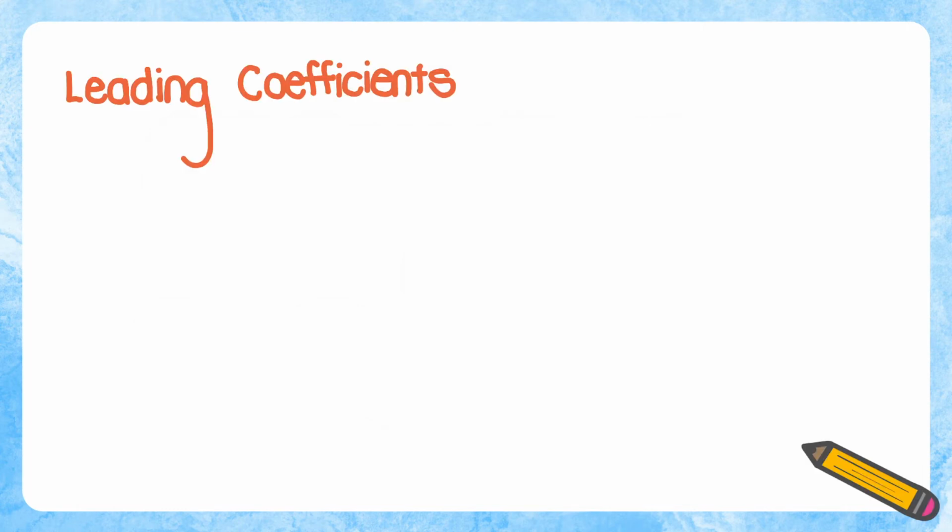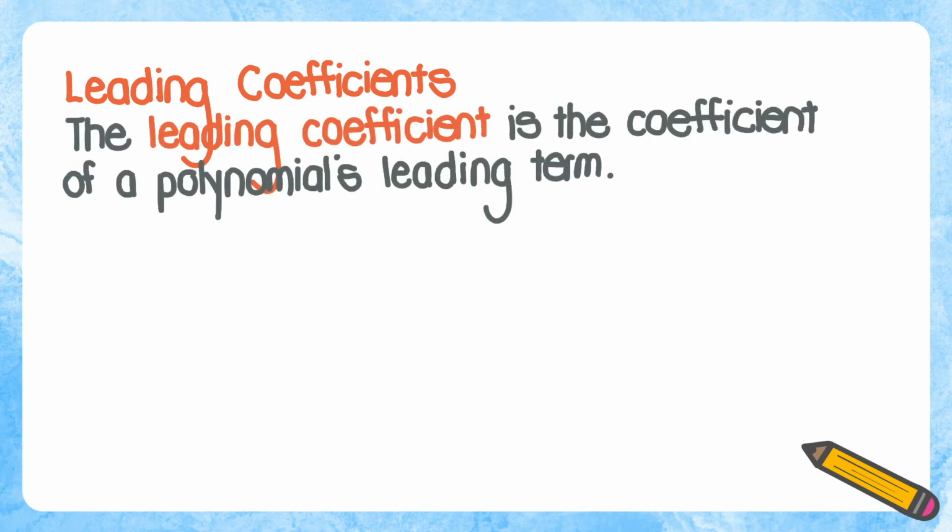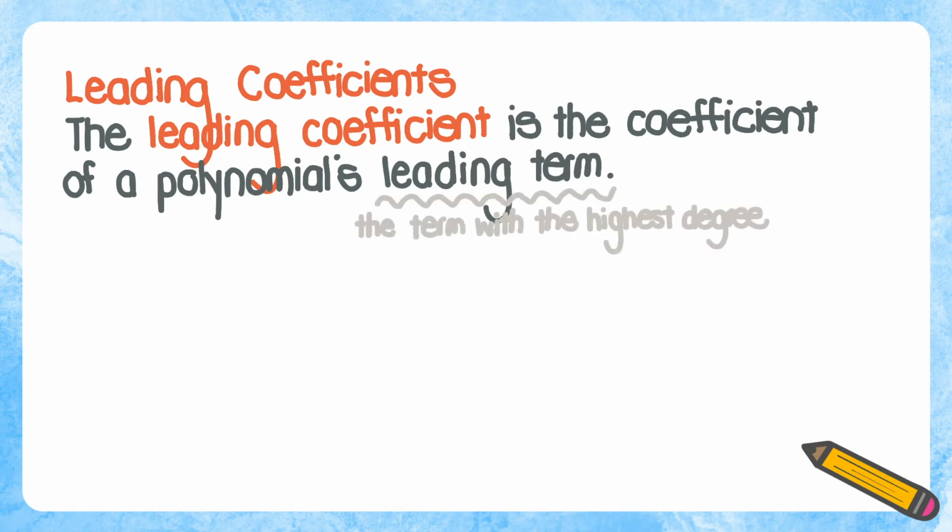Before we compare the odd degree and even degree functions, let's take a look at the term leading coefficient. The leading coefficient is the coefficient of a polynomial's leading term. So think of it as the term being in the lead, so the term with the highest degree. So we're looking at the coefficient of that term. So again, the leading term is the term with the highest degree.